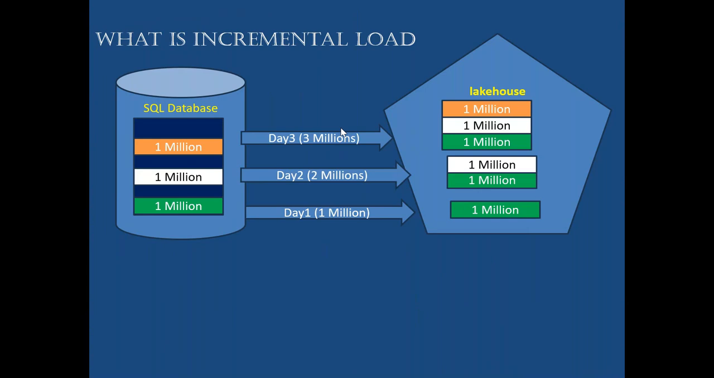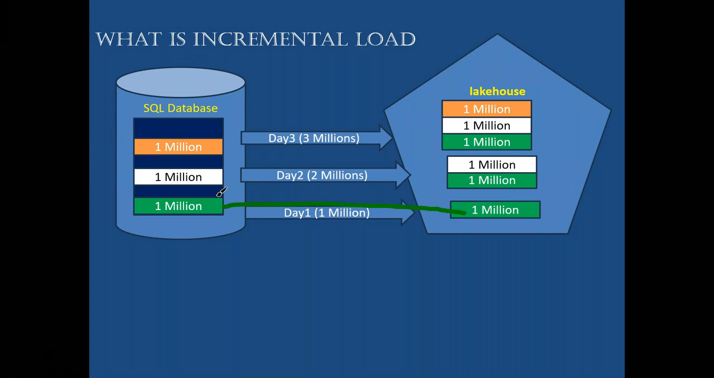Can you tell me, is this full load or incremental load? Full load. Incremental load. Very good. If the title is given as incremental load, it should be incremental, and if the title is given as full load, it means full load. It is not that way, team. In this example, on day one I already copied 1 million records. On day two, what I am doing is copying the already copied data plus newly added data. These 2 million records I'm copying. This is wrong, right?